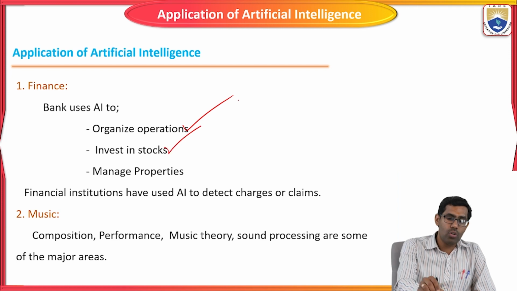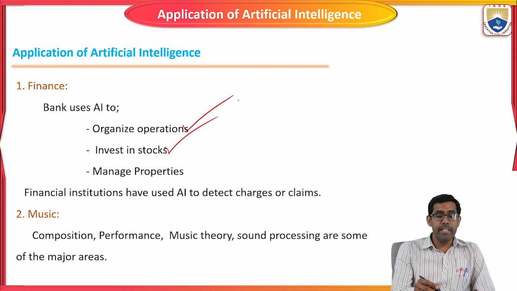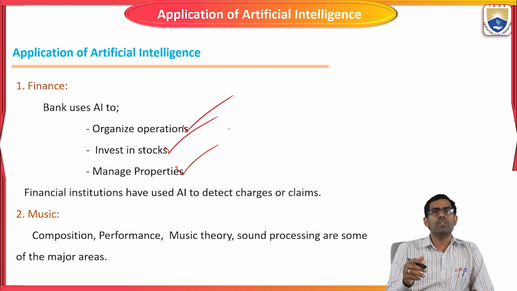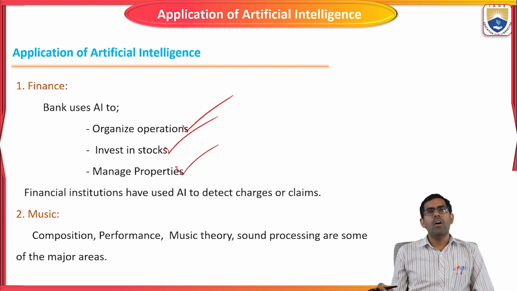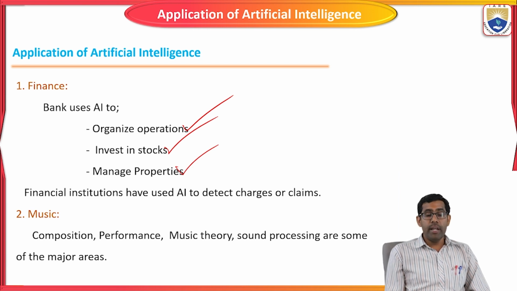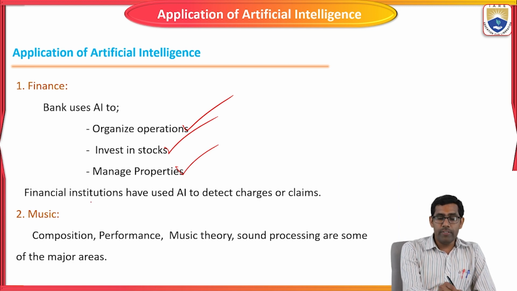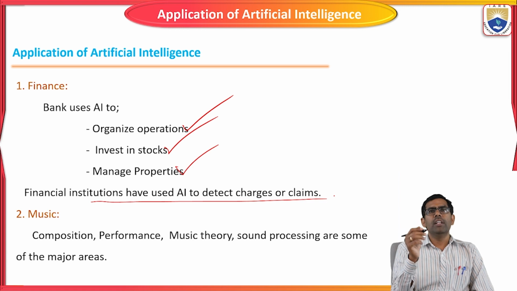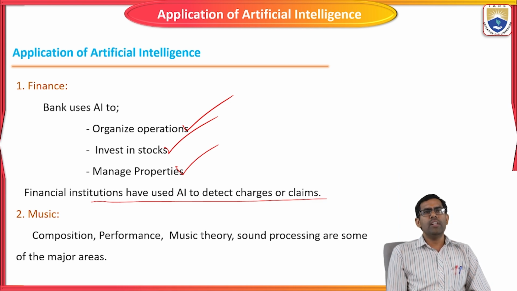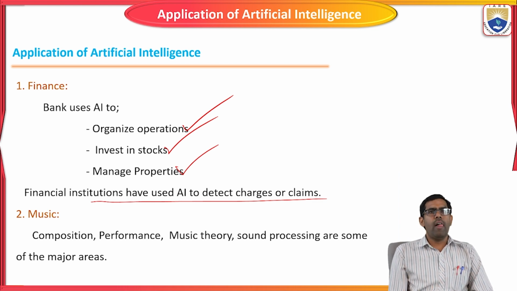Okay, they invest in stocks and the stock markets, and manage properties. Nowadays our property documents and everything are managed online only, so that is managed by artificial intelligence concepts. Financial institutions have used AI to reduce charges and claims. Nowadays in India they are charging or claiming for every good, right? In that concept, every financial institution is using artificial intelligence concepts directly or indirectly.